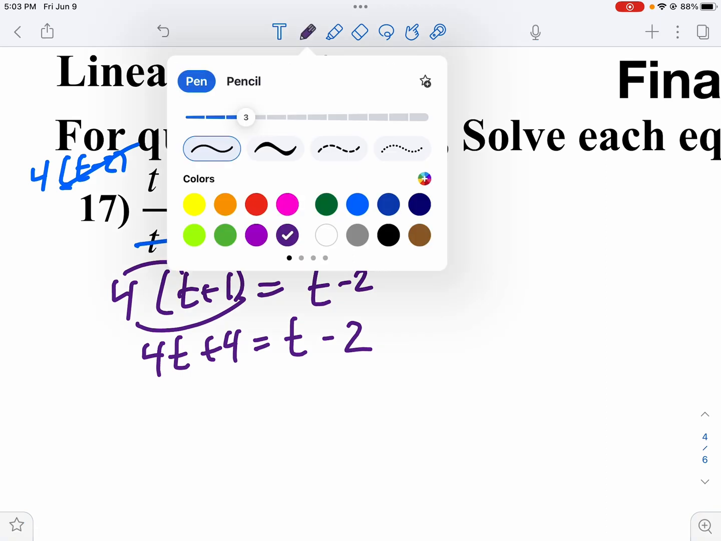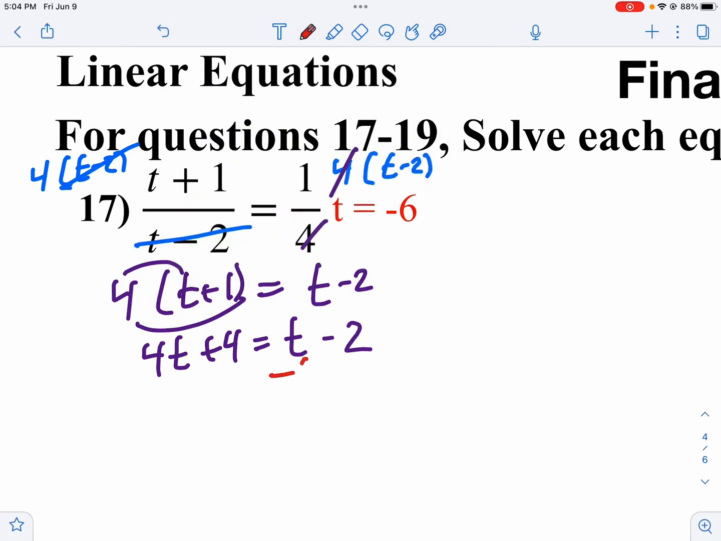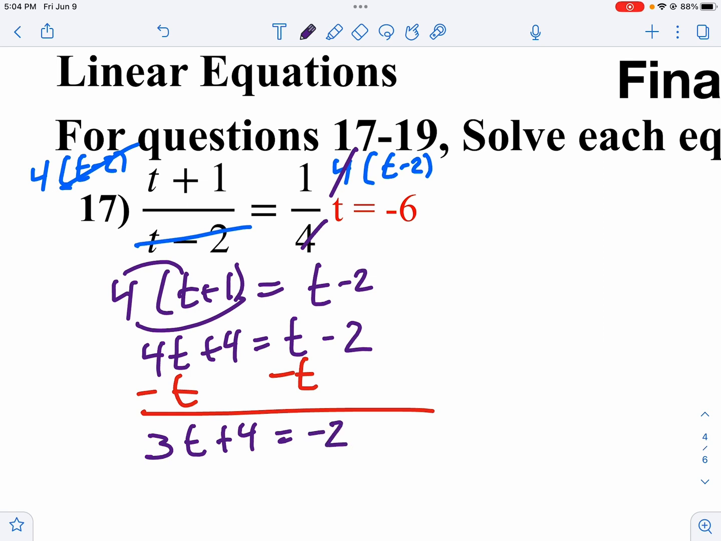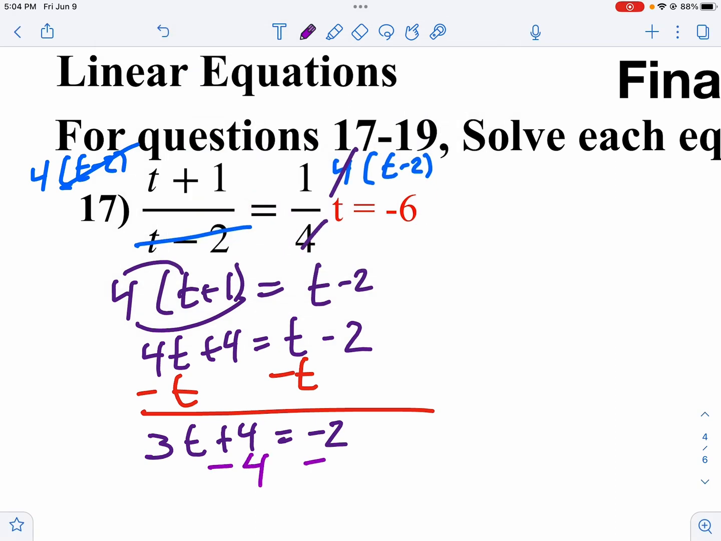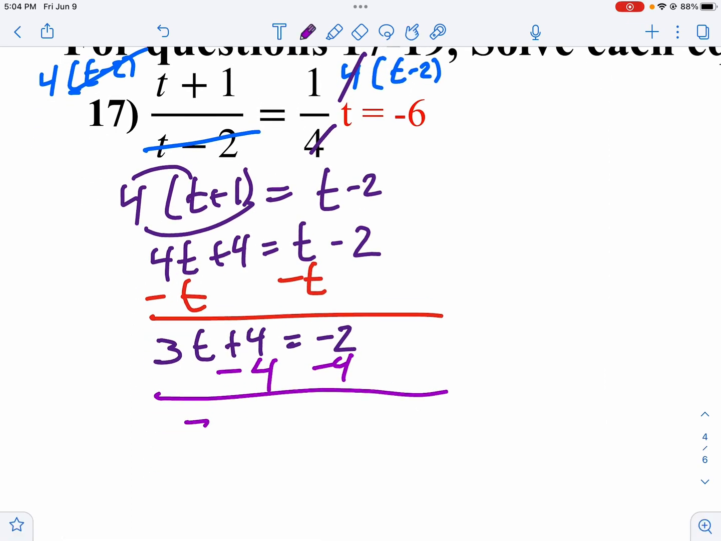Well, I think I want to get all the t's on one side. I'm going to move the smaller t, so I'm going to subtract t from both sides. So we're going to get 3t plus 4 equals negative 2. Then I'm going to subtract 4 from both sides, and I'm going to get 3t equals negative 6. Divide both sides by 3. t equals negative 2.